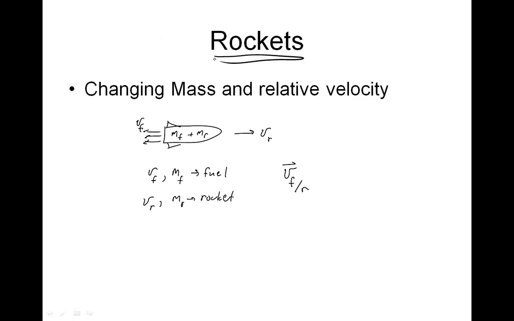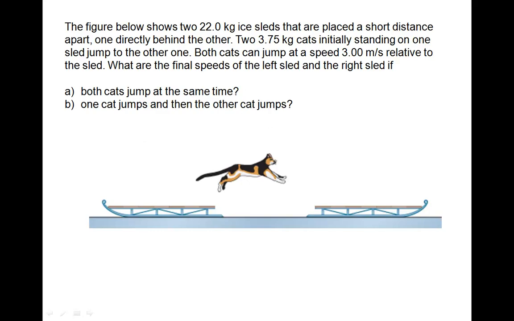Again, in the case of rockets, we do have a changing mass, and the whole concept of relative velocity becomes super important. If you look at the example, you have two sleds: sled number 1 and sled number 2. And I've got two cats. You only see one cat, but assume that there are two. Both cats are on sled number 1, and they're going to jump over to sled number 2. What I'm interested in is the velocity of sled number 1 and the velocity of sled number 2 after the two cats have jumped.